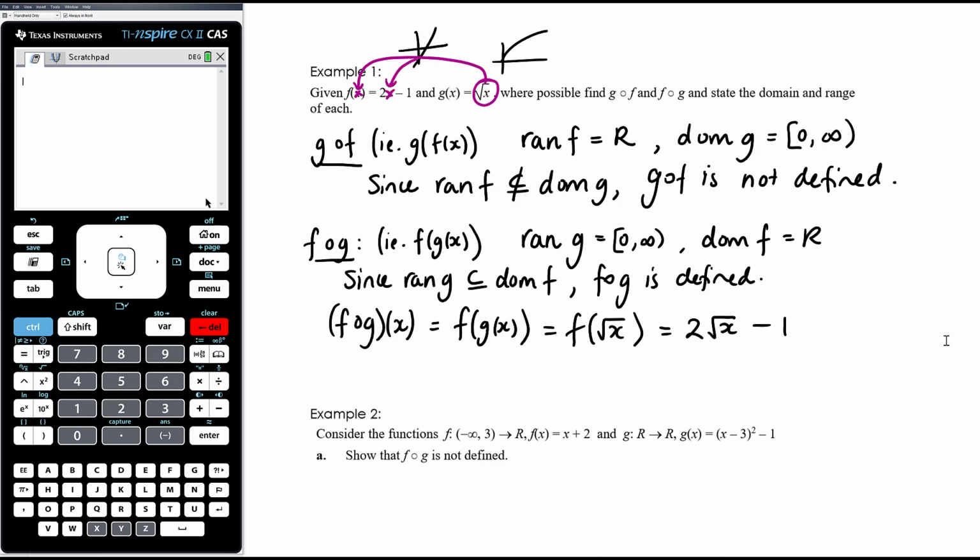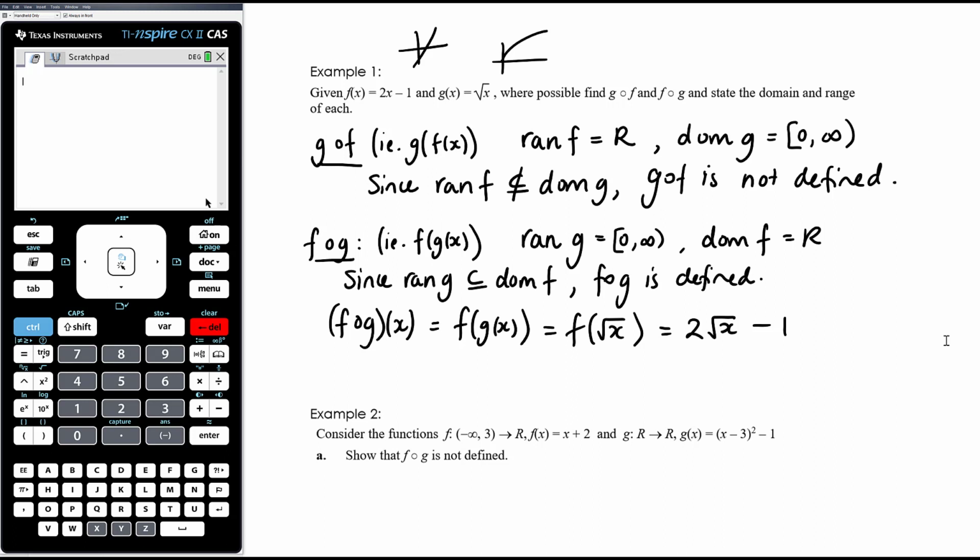a root x. If it was the other way around, if the composition of g of f of x had worked, we'd be taking f and subbing it in place of x, so it would be square root of all of 2x minus 1. So again, your function notation needs to be good to understand what's happening here. So we've calculated the rule. So we've found fog, which is 2 root x minus 1.